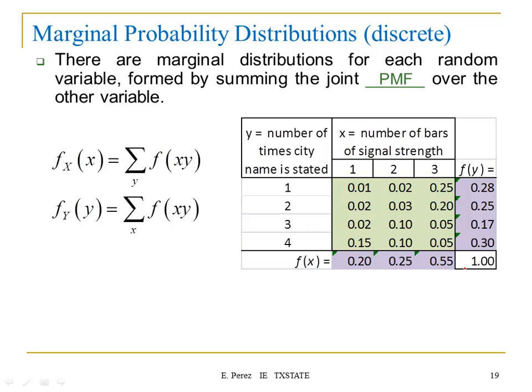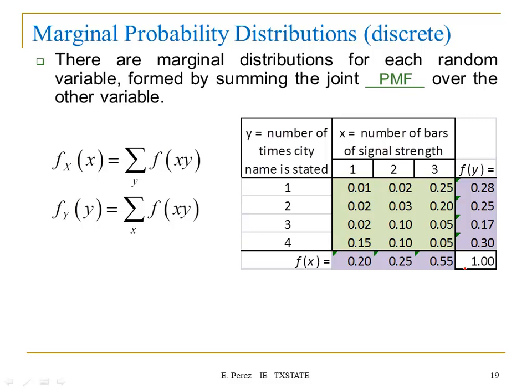It will be 0.25. What is the probability of having 3 bars? 0.55. What is the probability of having 1 bar? 0.20. And when you sum those probabilities, that should be equal to 1. Same thing for the y. What is the probability that you have to repeat the c 2 times? That will be the summation along x. That's 0.25. Again, we are not looking at the interaction of the variables. We are focusing only on one of them.